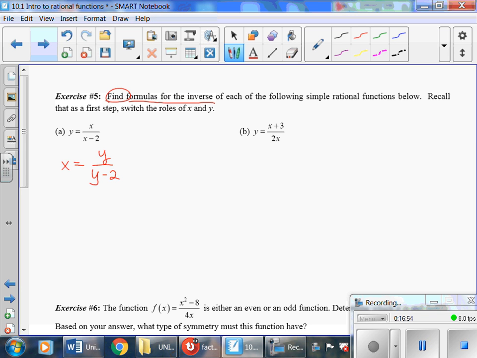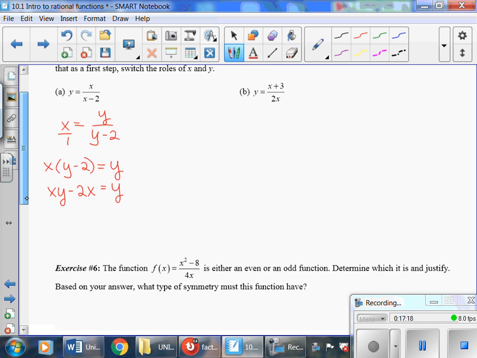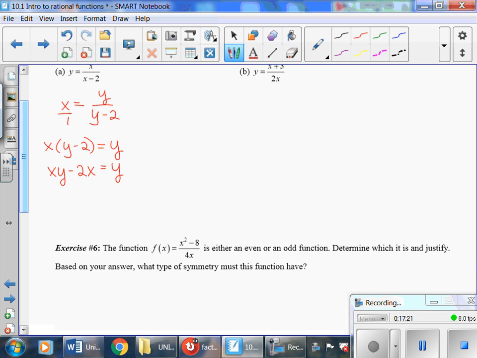Now we have to solve this for y, which looks like it's not going to be so easy, but we can simply put this over 1 and cross multiply, and we get x times y minus 2 is equal to 1 times y, which is y. So we get xy minus 2x by distributing the x to both of those terms is equal to y. Now we have to isolate the y. So I'm going to bring this xy over: minus xy, minus 2x is equal to y minus xy.